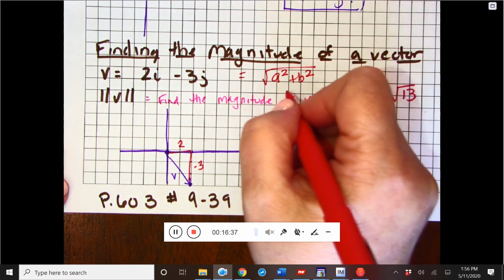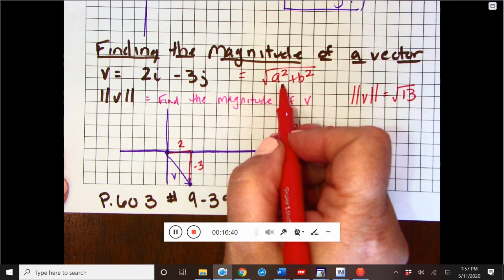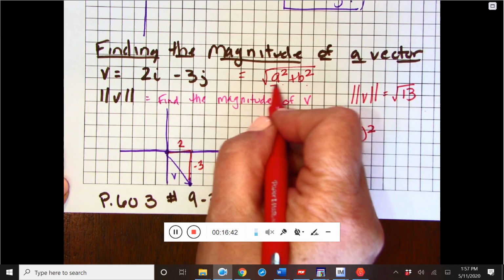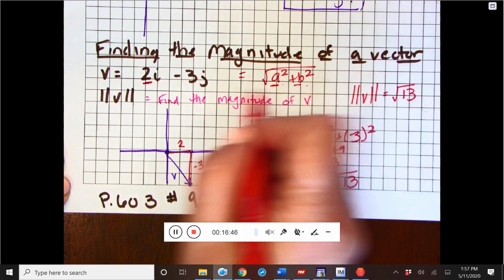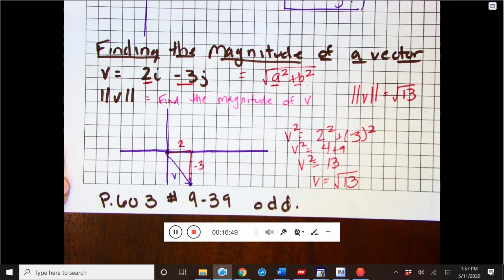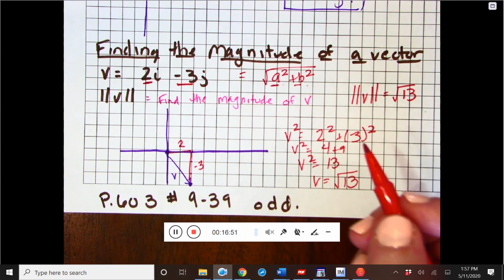And so you can use this formula of the square root of a squared plus b squared, where a is your horizontal component and b is your vertical component, and it doesn't matter whether it's positive or negative because it's squared.